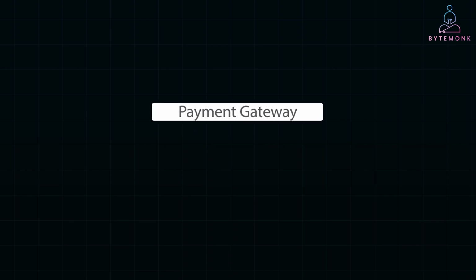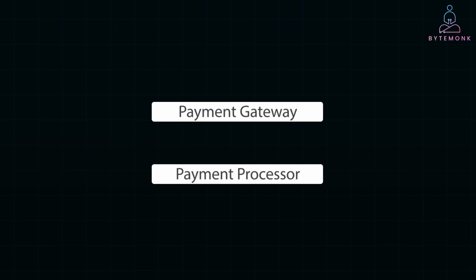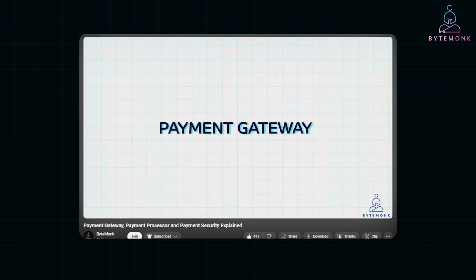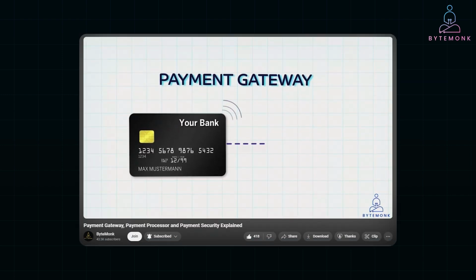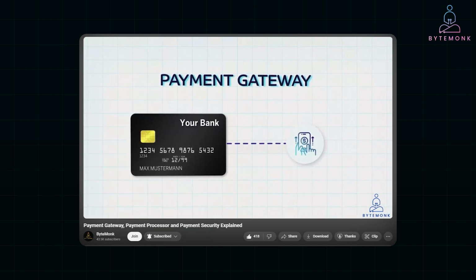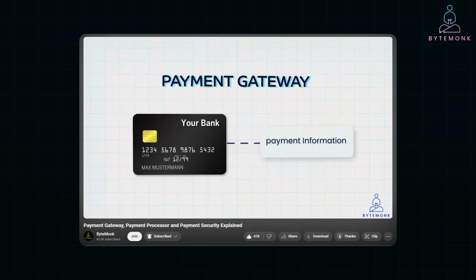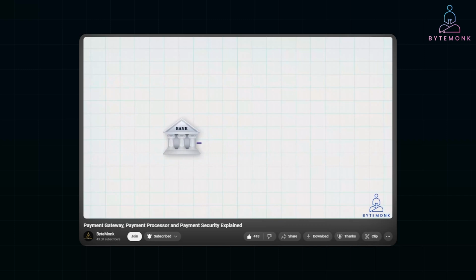Before diving into the system design, let's quickly clarify two key components, the payment gateway and the payment processor, which I have previously explained in depth, but at a high level, think of payment gateway as the bridge between the user's device and the payment processor. It securely transmits payment data from the user's device to the processor, handling the encryption and authorization of the transaction.